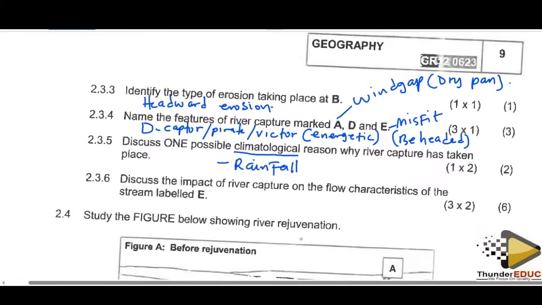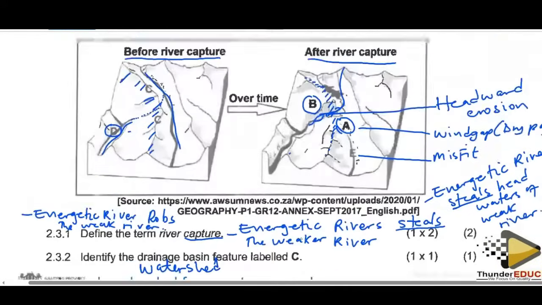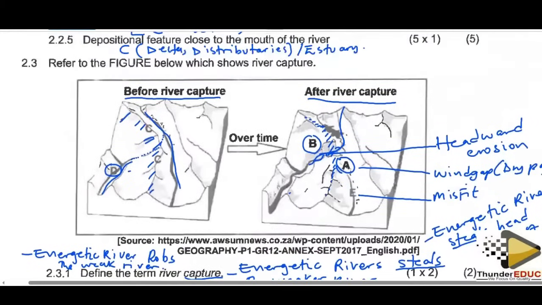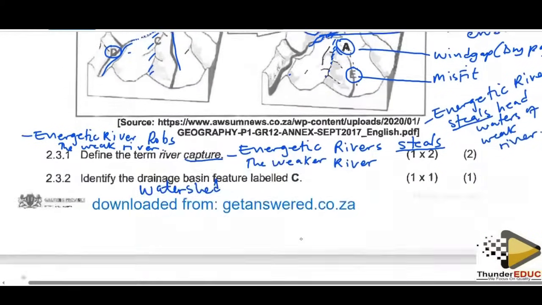2.3.6, discuss the impact of river capture on the flow characteristics of the stream labeled E. Discuss the impact. What is going to happen to river E after capture? Let's check which one is the river E. Yes, this is our river E, and we say that river E is a misfit stream. All right.